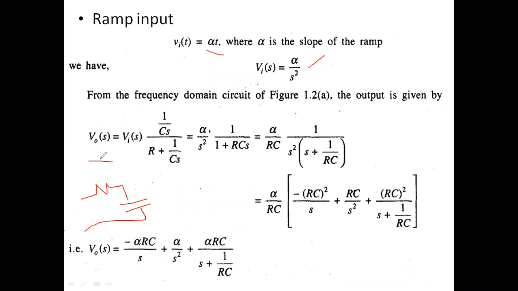Okay, fine. The transfer function for high pass is nothing but a parallel branch. Parallel branch is nothing but 1 by Cs, divided by the total impedance, that is R plus 1 by Cs.